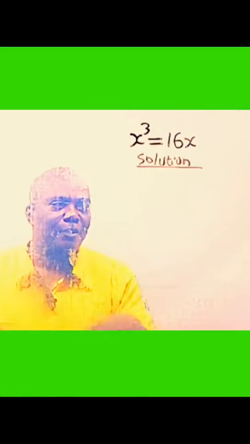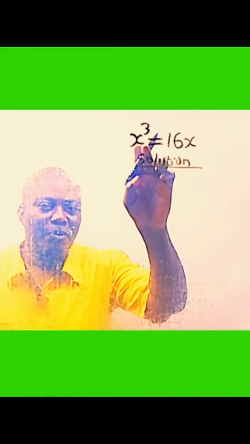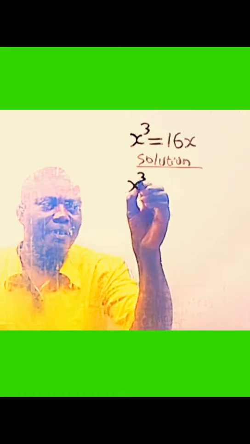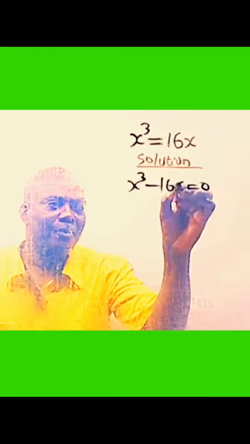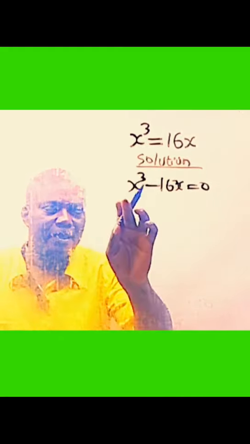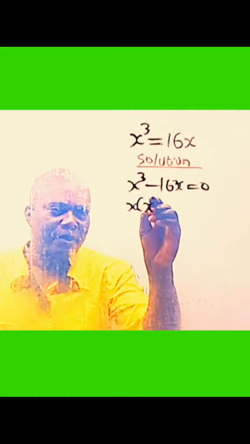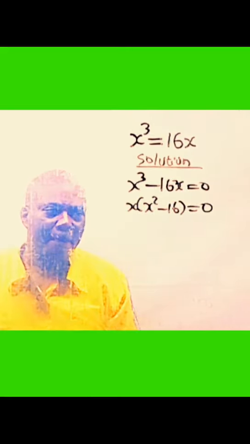Let us solve this equation. To do it, remember it's not quadratic, but a cubic equation. So what we have here will be x cubed minus 16x equals 0. Bring out everything here. By looking, this x can be factorized. So you have x into x squared minus 16, all equals 0.